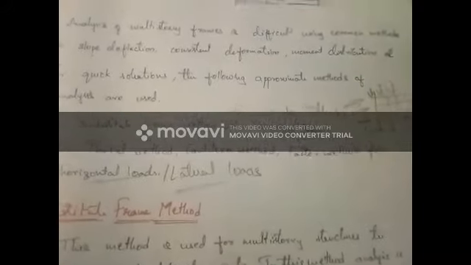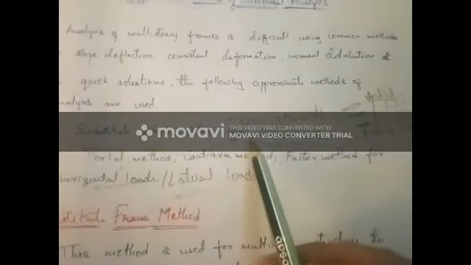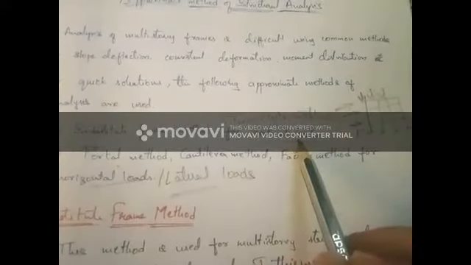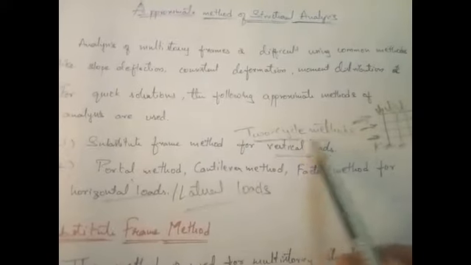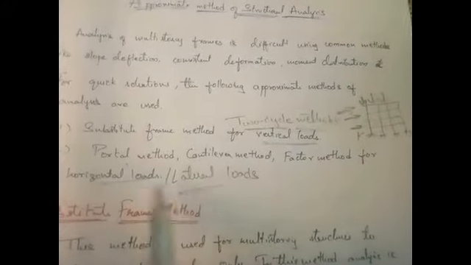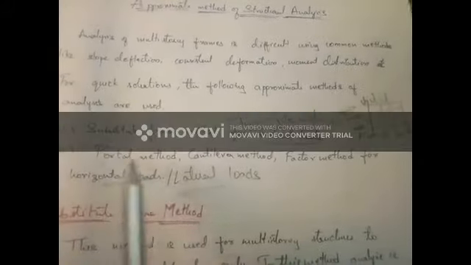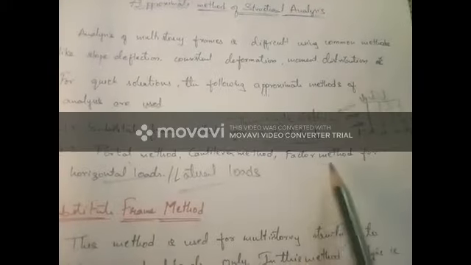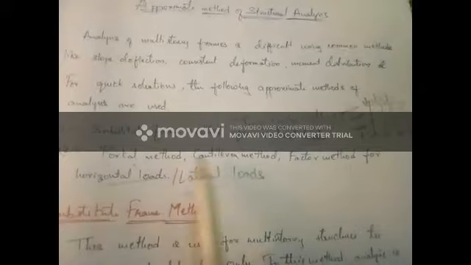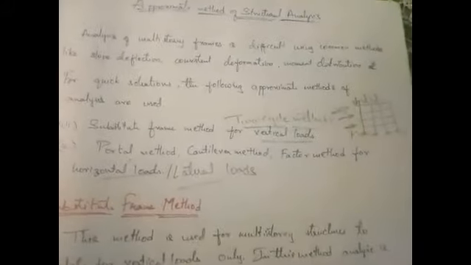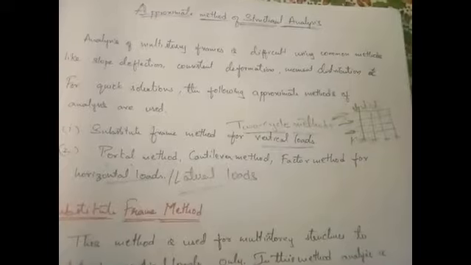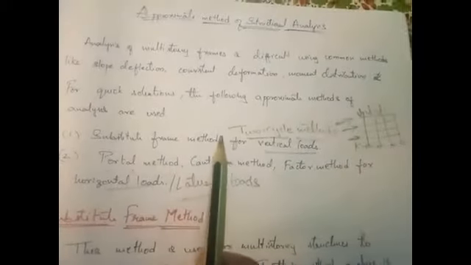So the first method of analysis, substitute frame method, is for vertical loadings. For vertical loads we are going to use the substitute frame method. Another name for this method is the two cycle method. And for the analysis of lateral loads or horizontal loads, we use the portal method, cantilever method, and factor method. These are the three methods which we use for horizontal loads or lateral loads, and for vertical loads, we use the substitute frame method.